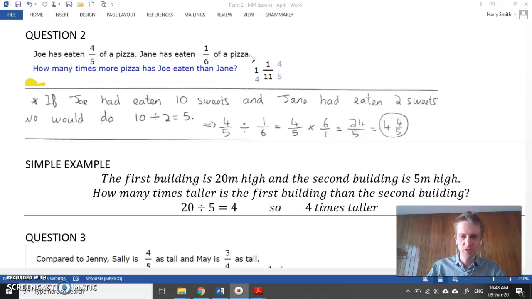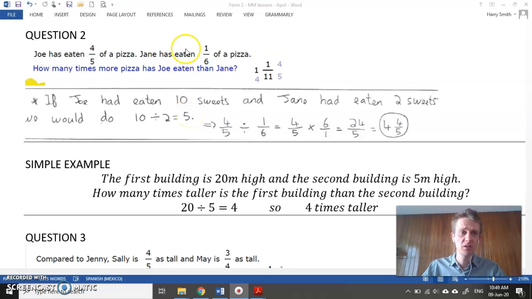I'm going to do a simple example first, because that is quite hard to understand, and then we'll do the harder example. A really important technique for maths here, boys and girls, is to do a simple example before you do the harder one. If Joe had eaten 10 sweets and Jane had eaten 2 sweets, we would do 10 divided by 2, which is 5. Joe has eaten 5 times as many.